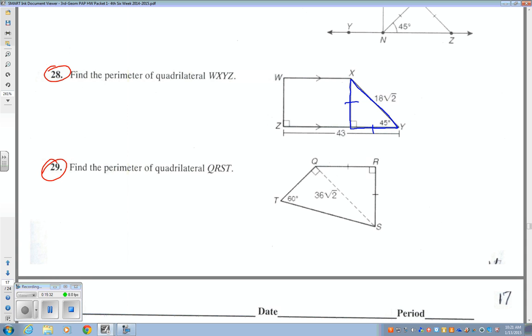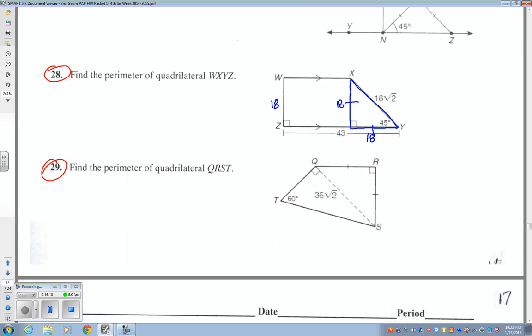So automatically you should know by now that the legs are what? It's 18. This is 18, and this is 18. If you divide by square root of 2, you're just left with 18. So if I know this leg is 18, then what other segment is also 18? Yeah, one across. WZ is 18. Because we're trying to do the perimeter, that's the distance around. So I now need to figure out how to get to WX.